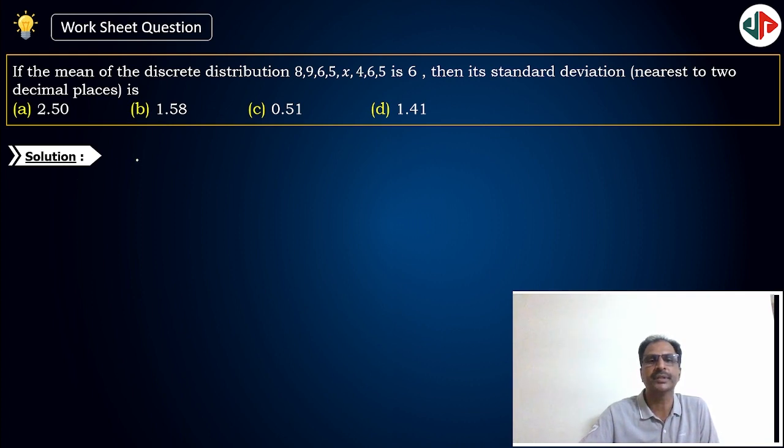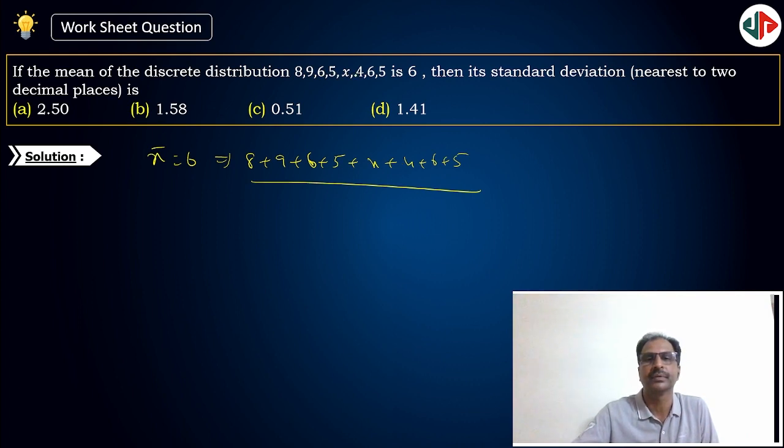Next, if the mean of the discrete distribution is 6, mean is nothing but sum of observations by number of observations, 8. This is given as 6. So 43 plus x is equal to 48. From this you get x as 5. Then what is the standard deviation?